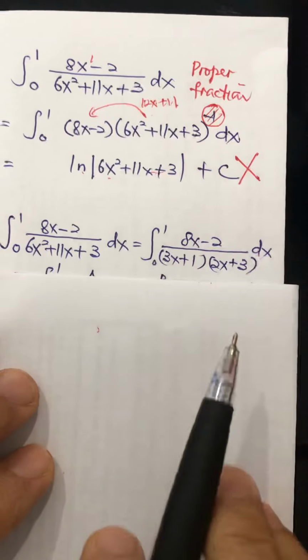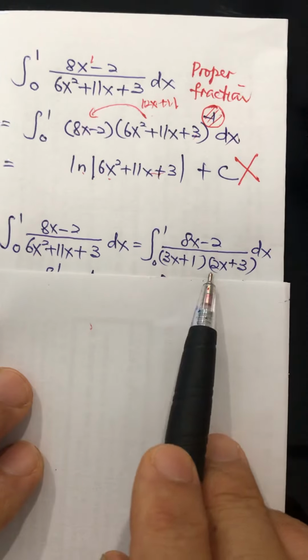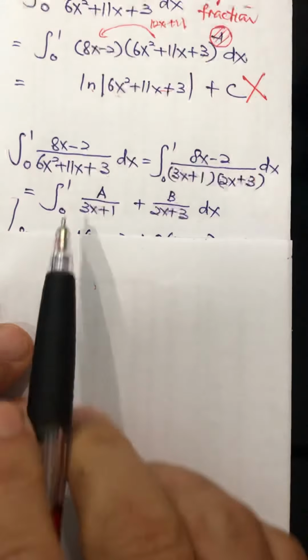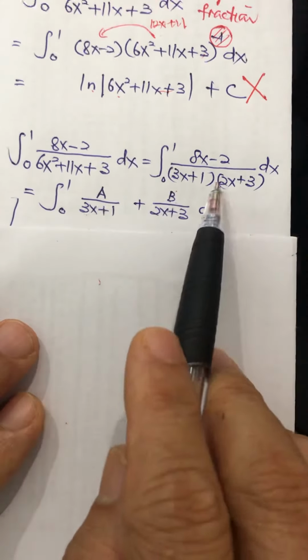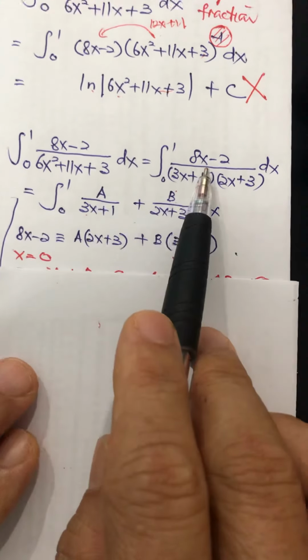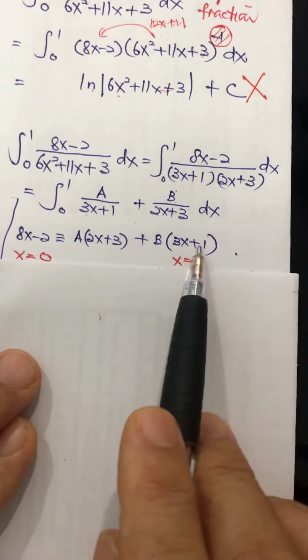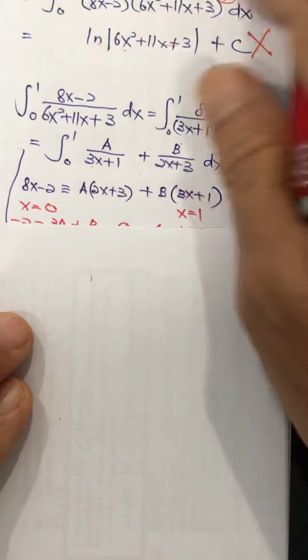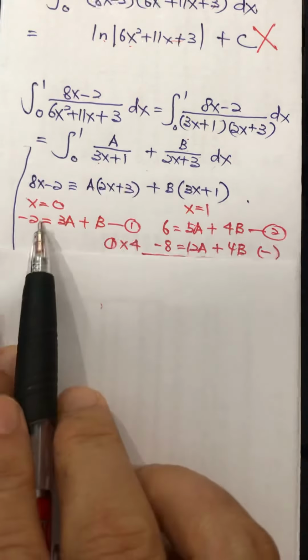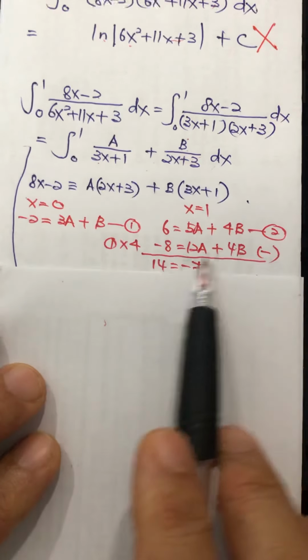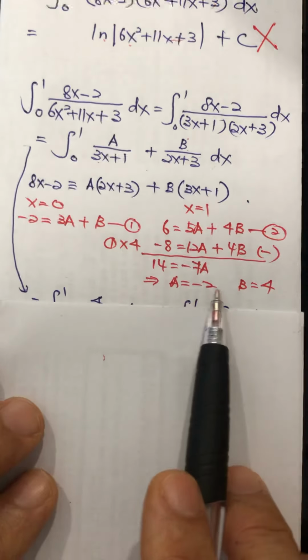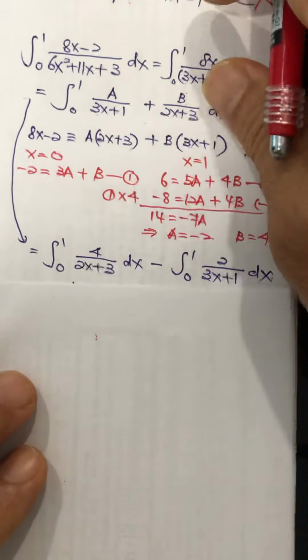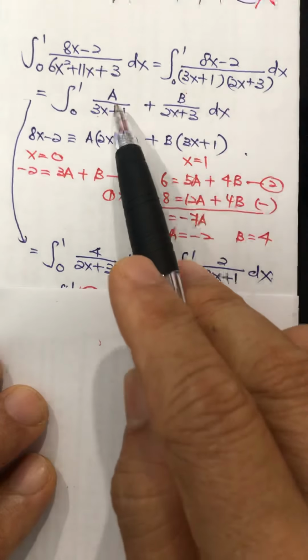Therefore, we have to use partial fraction like this. We factorize, this one can be factorized. Then you change it to A and B. Then we try to find A and B, 8x minus 2. Then A times this one, B times this one, you learned in semester 1. After that you put x equal to 0, x equal to 1, then you get a simultaneous equation. A is negative 2, then your B is 4.